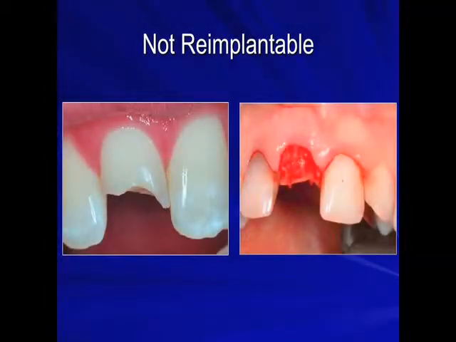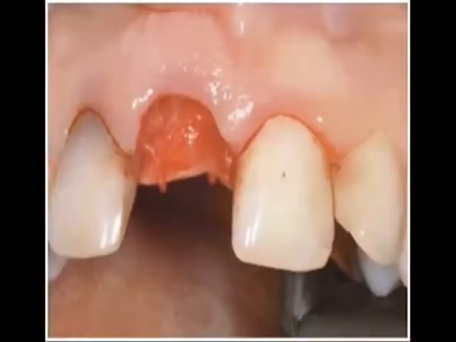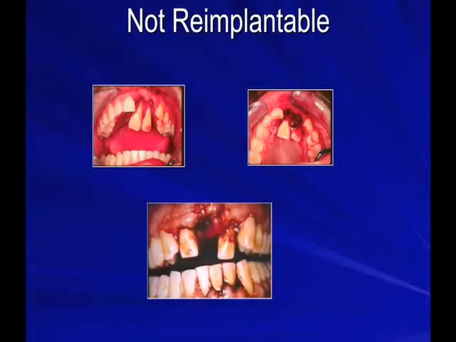These two images demonstrate fractured teeth. The one on the left is still in place, while the one on the right represents an impacted tooth. In both these cases, nothing should be done in the pre-hospital environment to manage them. All of these images represent teeth that should not be reimplanted.